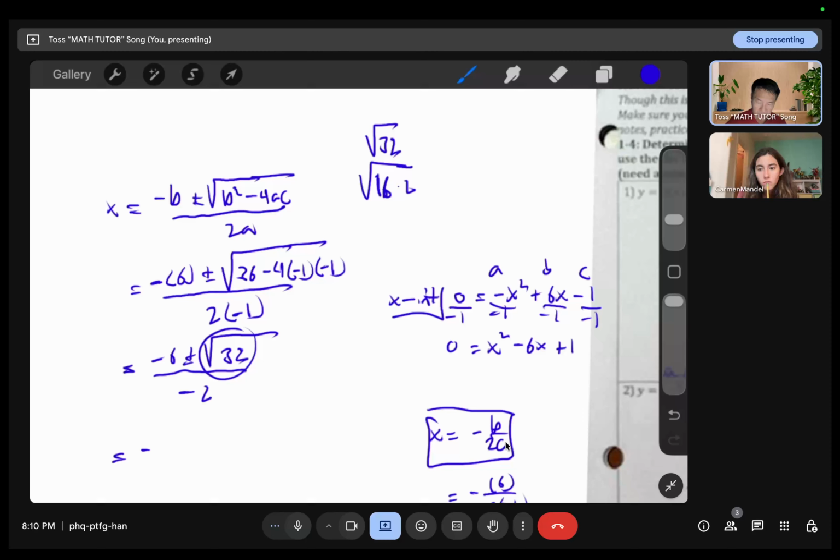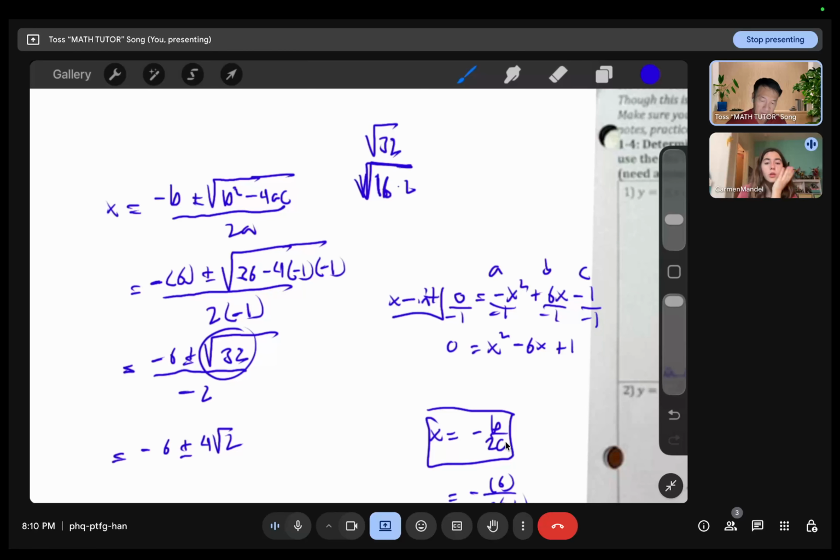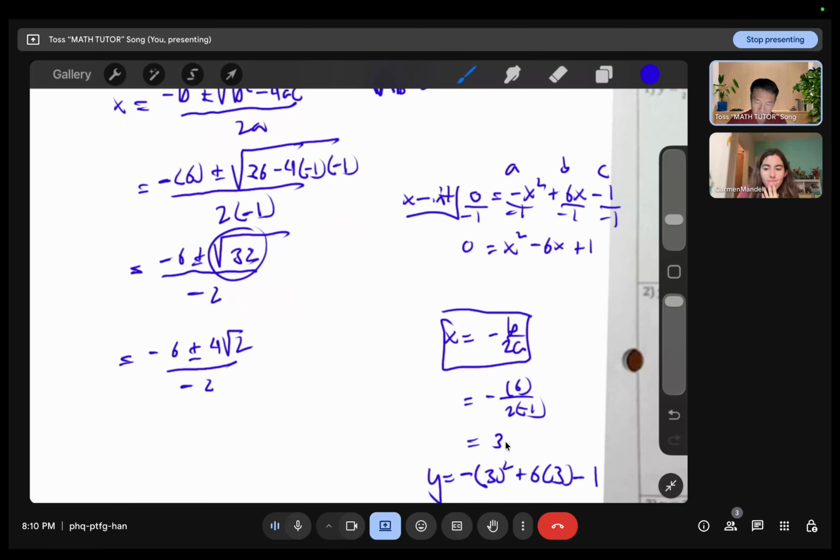So that means to simplify the root, it's going to be 4 root 2. You okay with this? 4 root 2 coming from there. Because root of 16 is 4. And divided by negative 2. Now, the fast way to clean this up, because you can divide the 2 into both of them, or just go ahead and divide everything by negative 2 or something like that.